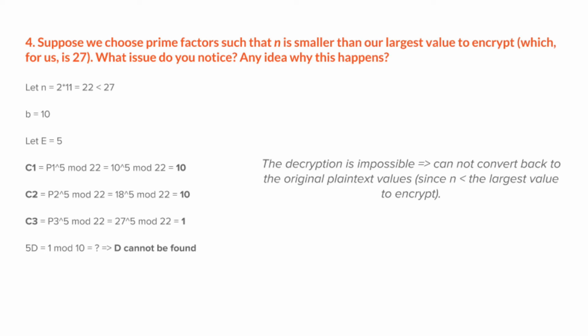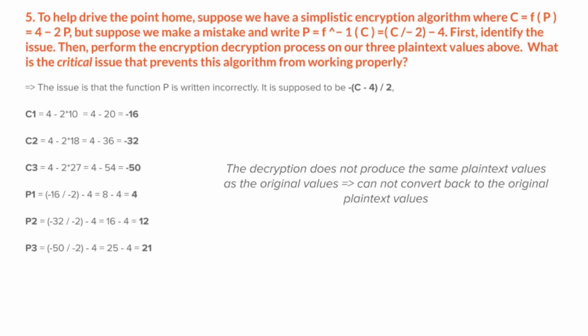We can also let e be relatively prime to b, and so we can set it to 5. We can now encrypt our plaintext values, and we get C1 equals 10, C2 equals 10, and C3 equals 1. If we attempt decrypting our C values, we run into an error since we cannot compute the decryption exponent, and therefore decryption is not possible. As we can see, our n needs to be larger than the largest plaintext value, since this will ensure a proper execution of the modulo operation in the encryption and decryption equations.